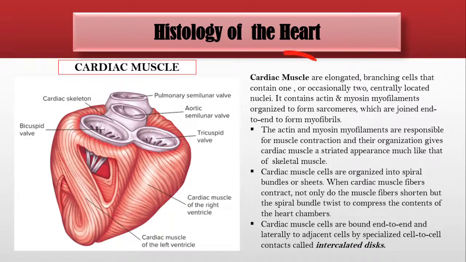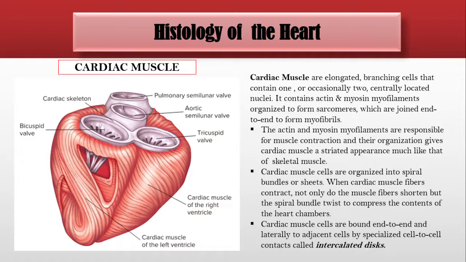Next is the cardiac muscle. It is made of elongated, branching cells that contain one or occasionally two centrally located nuclei. It contains actin and myosin myofilaments organized to form sarcomeres, which are joined end-to-end to form myofibrils. So the actin and myosin myofilaments are responsible for muscle contractions, and their organization gives the cardiac muscle a striated appearance much like that of skeletal muscle.